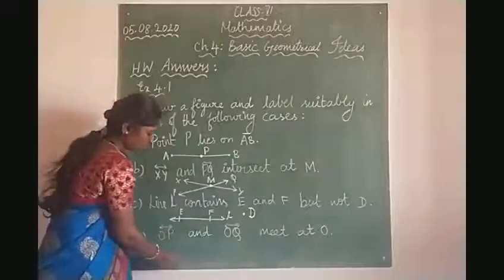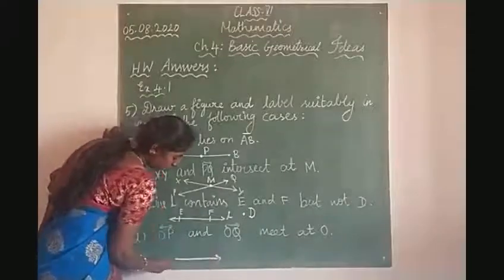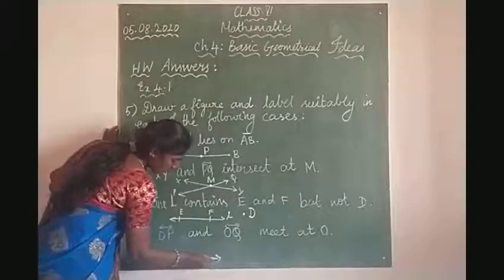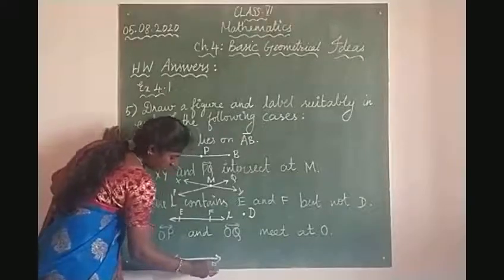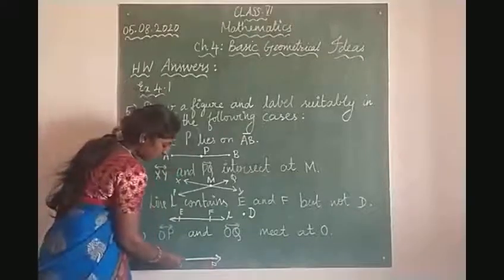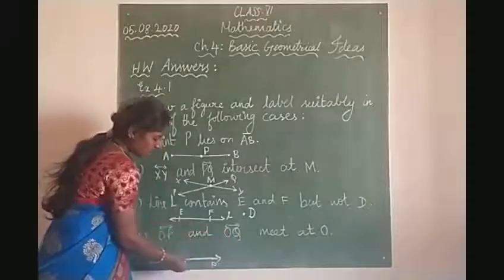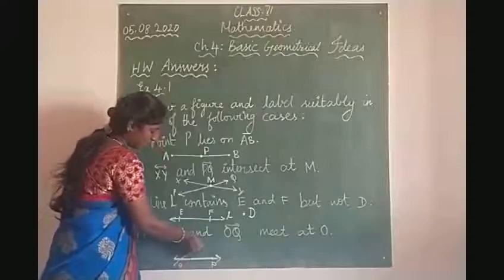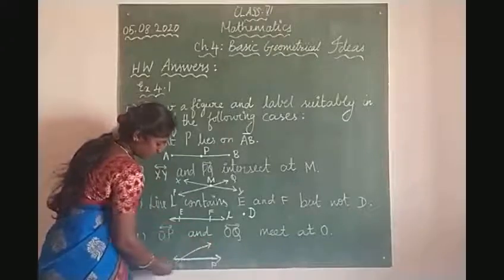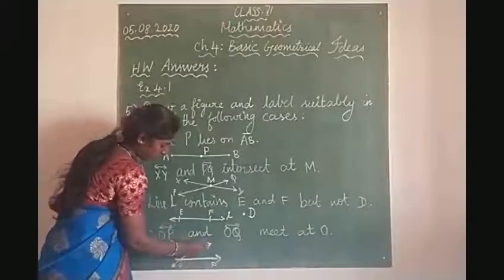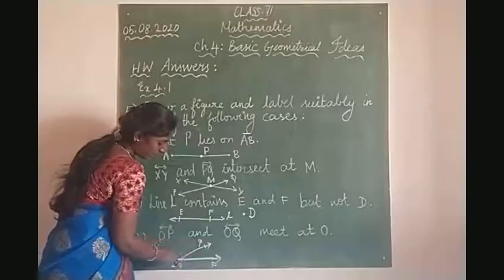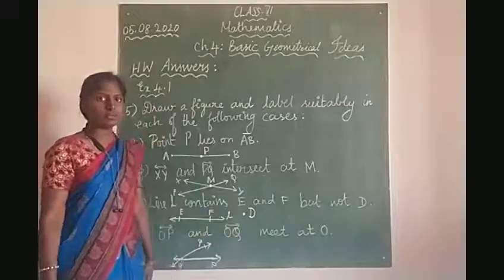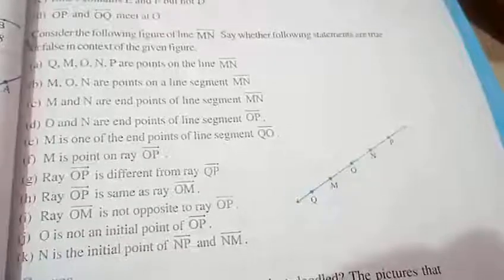Okay. So let this be any line OP. Okay. Then we have OQ. So you have to start from O. So let me draw it like this. Okay. Like this. So this is OQ. And they meet at a point O. So common point is O. So is it clear? Next question is true or false.